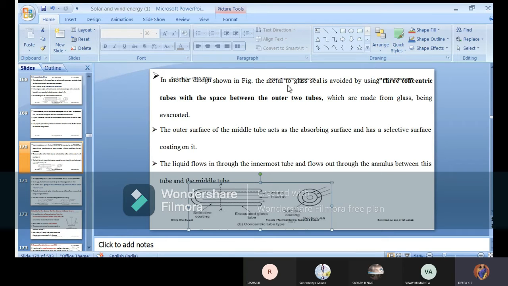Says the metal to glass seal is avoided by using three concentric tubes with a space between the outer tubes. In the earlier case, what happens? You have an inlet and outlet, so that was sealed with a glass tube. To reduce the thermal losses, as a precaution, what else can they do? So they made changes in the construction of the evacuated tube.